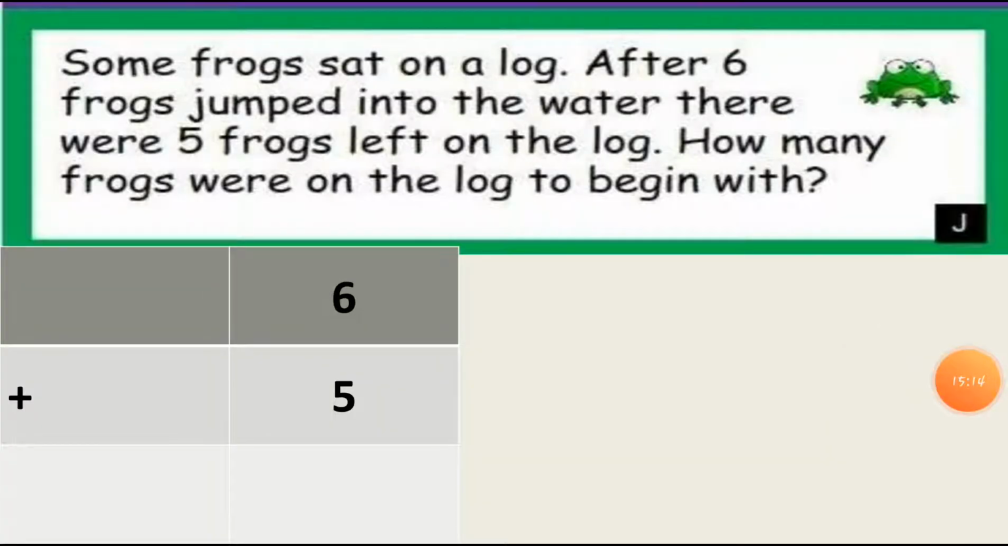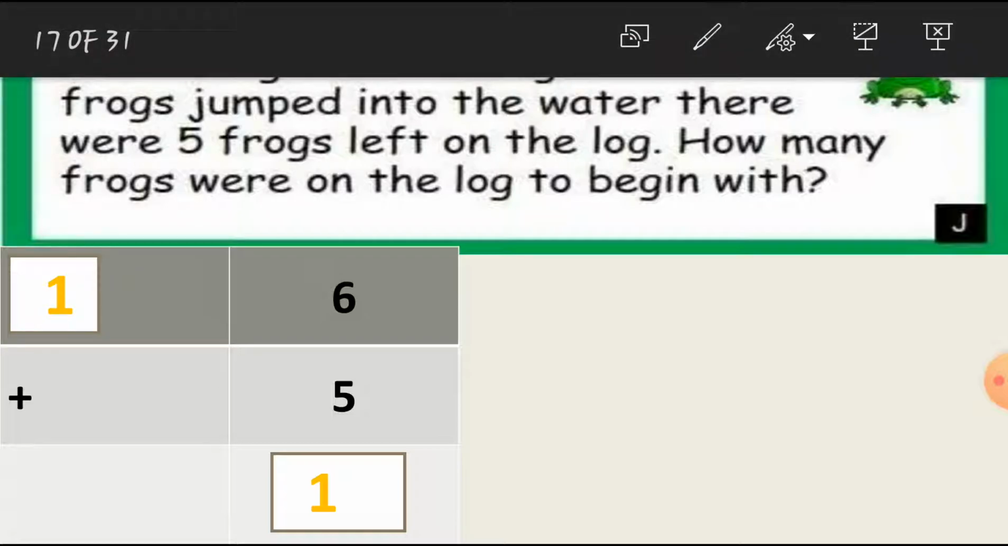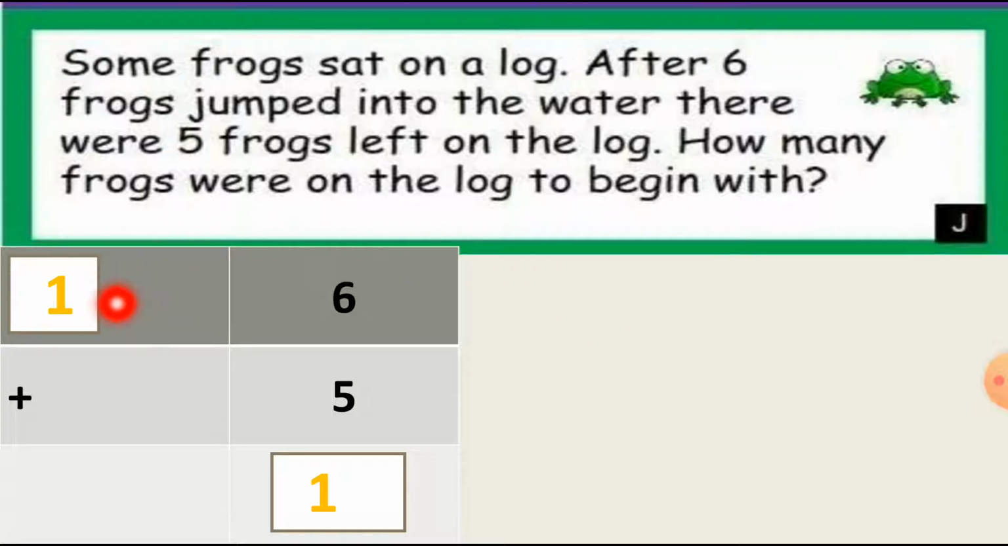Let's see, 6 plus 5 is equal to 11. So I have to put this one number here at the ones column and one will move to the tens column as a carry forwarded number. Here is 1, you can see. Now I have to write down this one number under the tens column, and the total of 6 plus 5 is equal to 11. Now what is the answer?